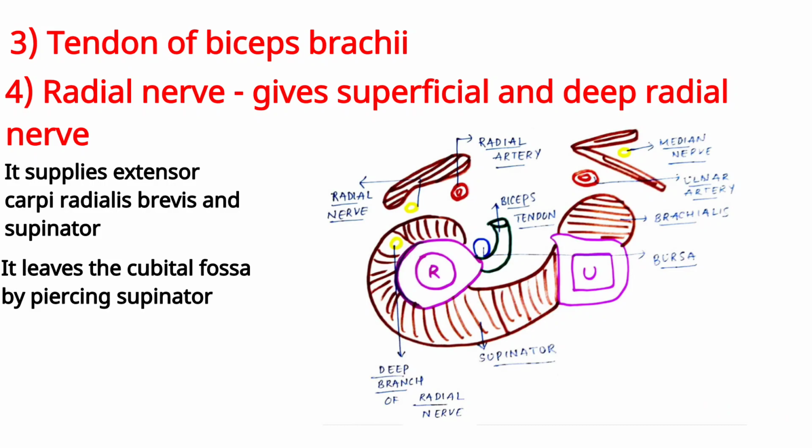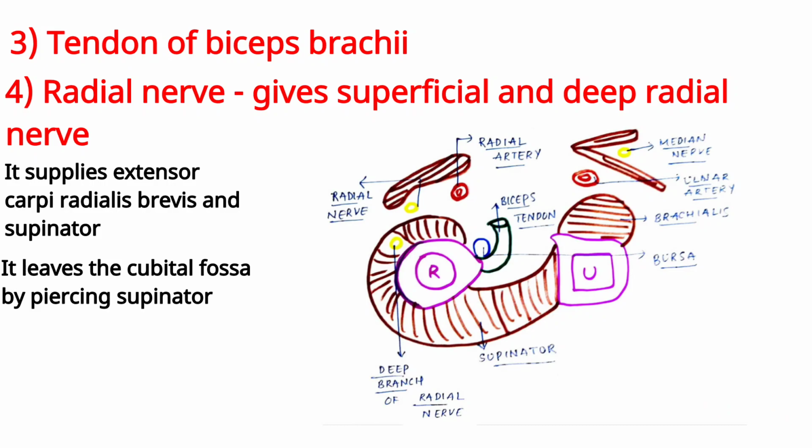Okay. The most lateral structure of the cubital fossa is radial nerve. The radial nerve is the most lateral structure of the cubital fossa. It runs down from the lateral epicondyle of the humerus to the cubital fossa, and it divides here inside the cubital fossa into a superficial branch and deep branch. So, superficial radial nerve and deep radial nerve.